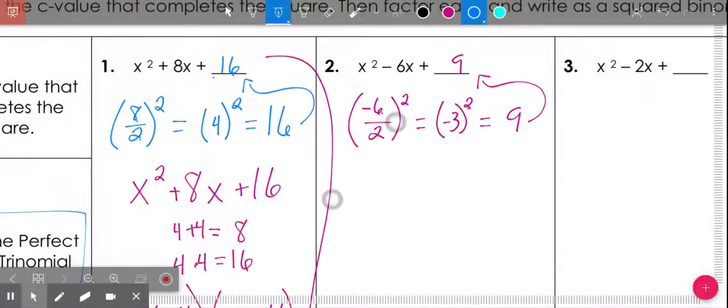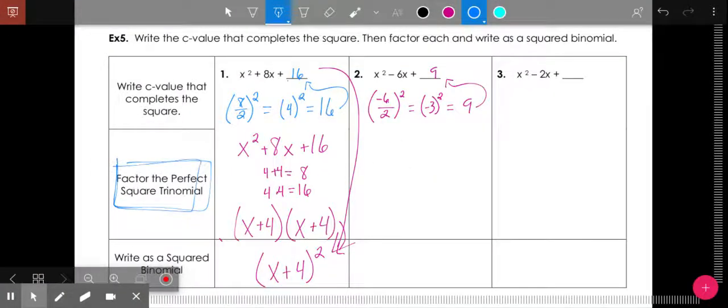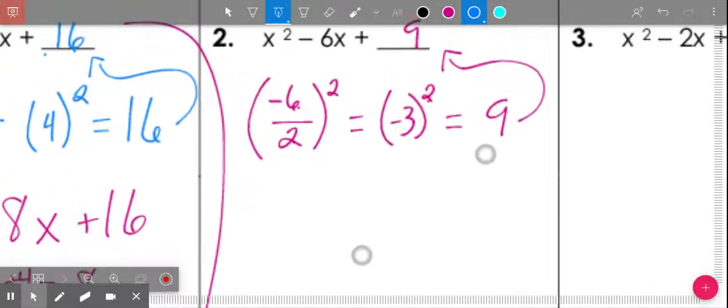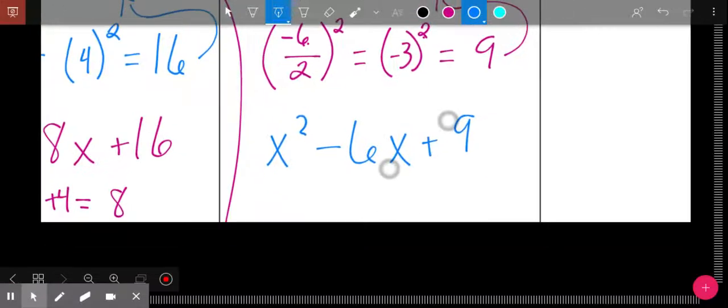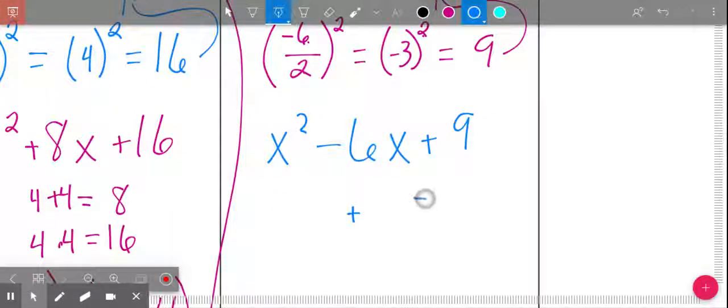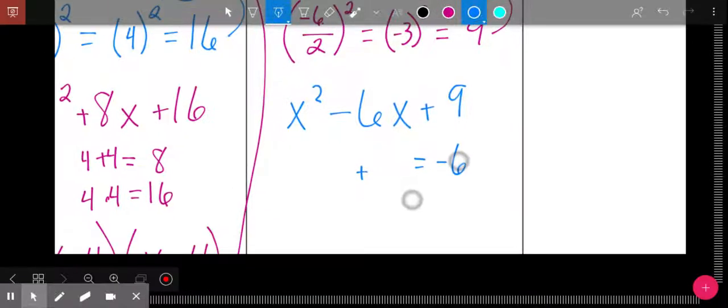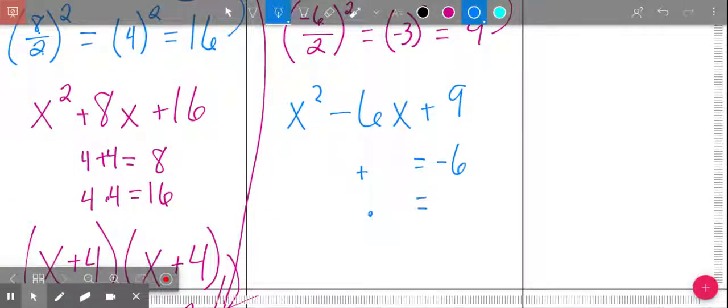Okay, so step 2. We need to factor the perfect square trinomial. So I'm going to rewrite it. So I'll have x squared minus 6x plus 9. And we're going to factor it. So we need to think what's going to add to give me negative 6. But when I multiply, I get a positive 9. Hopefully you're thinking that it's negative 3 and negative 3.